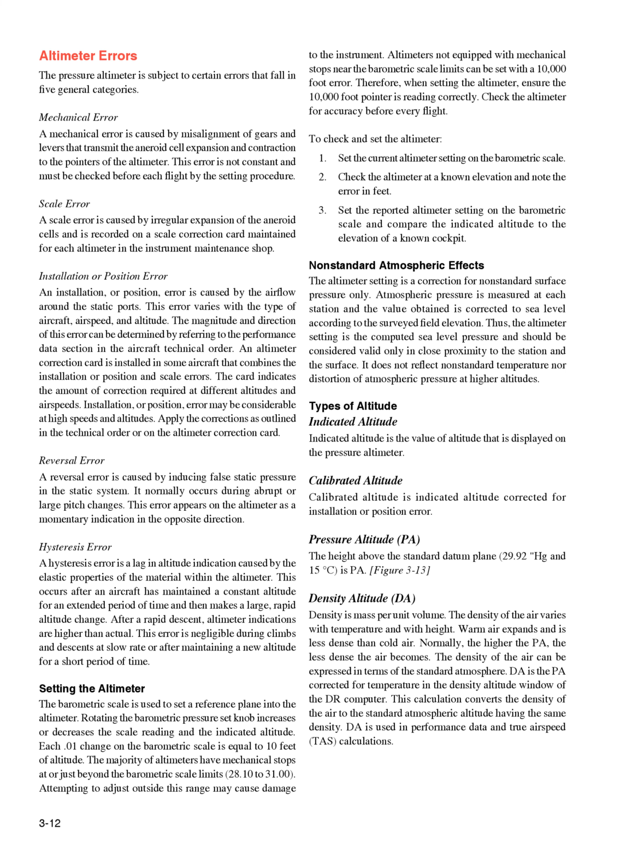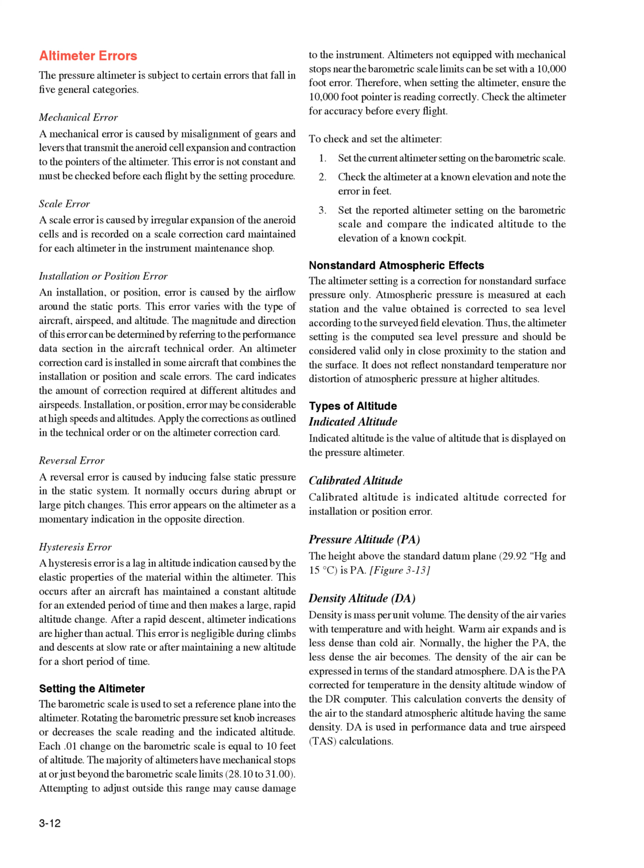Non-standard atmospheric effects. The altimeter setting is a correction for non-standard surface pressure only. Atmospheric pressure is measured at each station and the value obtained is corrected to sea level according to the surveyed field elevation. Thus, the altimeter setting is the computed sea level pressure and should be considered valid only in close proximity to the station and the surface. It does not reflect non-standard temperature nor distortion of atmospheric pressure at higher altitudes.